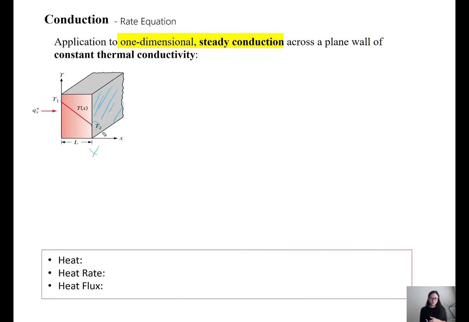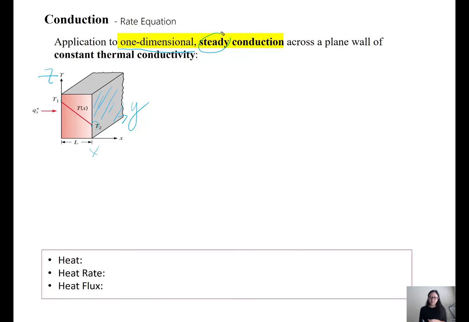So in this y direction, there's no temperature change. So there's no heat transfer in y direction. Similarly, in z direction, every point we assume the temperature is the same. So there's no heat transfer rate in z direction either. So this is one-dimensional.